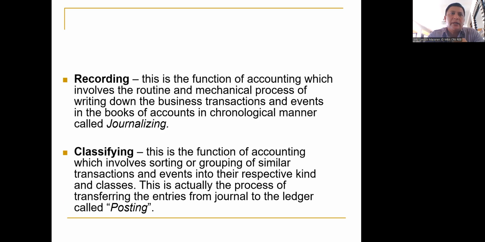The other function is classifying. Here, it involves sorting or grouping of similar transactions and events into their respective kinds and classes. So this is actually the process of transferring entries from the journal to the ledger. It is called posting, no? So based on the general journal, you post it to the ledger, which could be the general ledger or the subsidiary ledgers, which I have already mentioned. No? Sales ledger, accounts receivable ledgers.